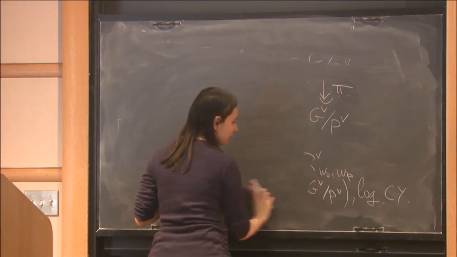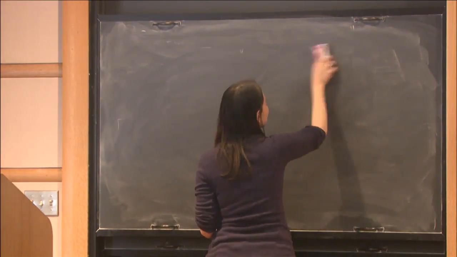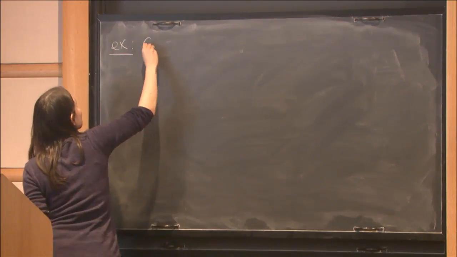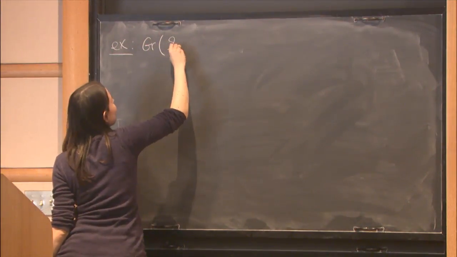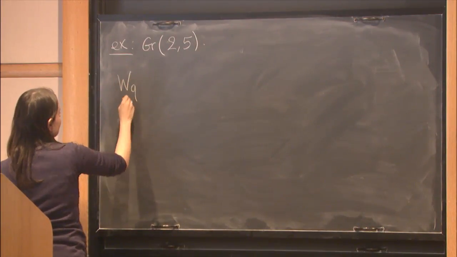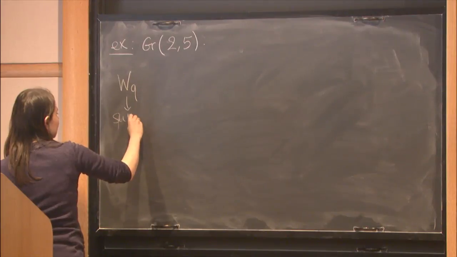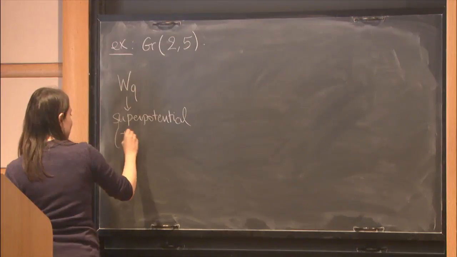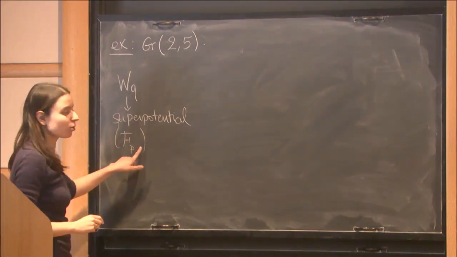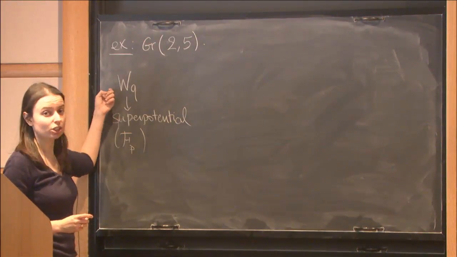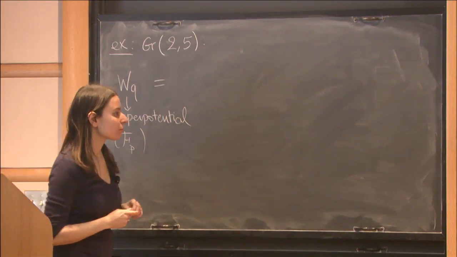So there's a very nice way to remember how you can write the superpotential. If we take, for instance, Gr(2,5), so for the superpotential, it is the F_P I've introduced before, but expressed as a function no longer on the Richardson variety, but on its projection.